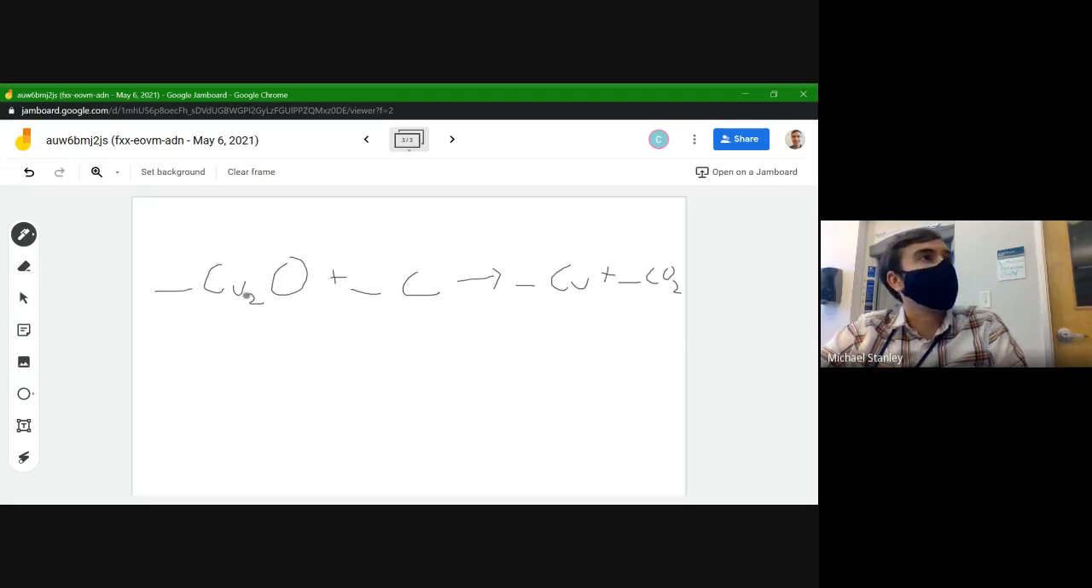Okay, so our equation to start off with is copper oxide plus carbon produces copper plus carbon dioxide. Cu2O plus C produces Cu plus CO2. So first things first, we got to identify our atoms. So we have Cu, copper. We have O, oxygen. And we have C, carbon.